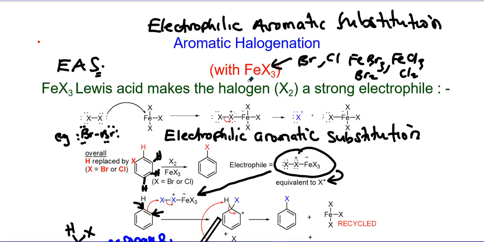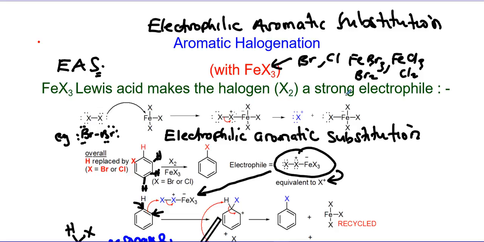The reagent you're using as a Lewis acid to activate the reaction is iron trichloride or iron tribromide, which is this species or that species, where the X is a halogen. So it's electrophilic aromatic substitution. We are substituting a hydrogen with a halogen, in this case X. The FeCl3 Lewis acid just makes the halogen a strong electrophile.